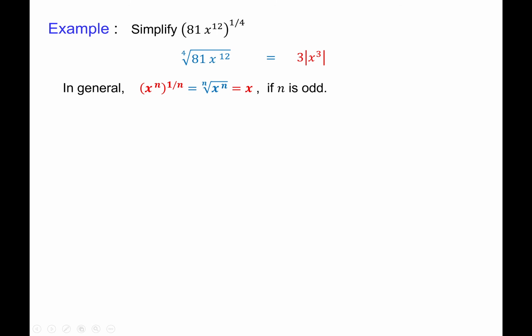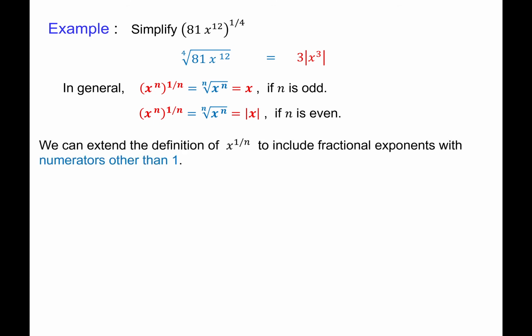Okay. So in general, x to the n to the 1 over n is equal to the nth root of x to the n, which is equal to x if n is odd, and the absolute value of x if n is even. That's just because we need it to be positive in that outcome. Okay, so that's the thinking behind this. So with that being said, we can extend the definition of x to the 1 over n to include fractional powers with numerators other than 1.